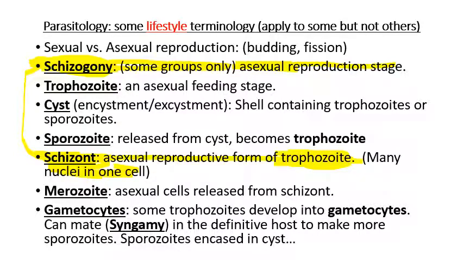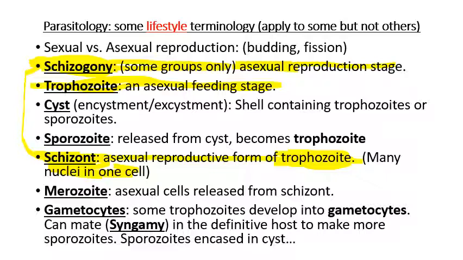So a schizont will burst and release a whole bunch of trophozoites which wander around feeding, but they do not wander around mating because they're not able to do that. So a trophozoite comes from a schizont, and it reproduces through asexual reproduction, through binary fission and through schizogony.